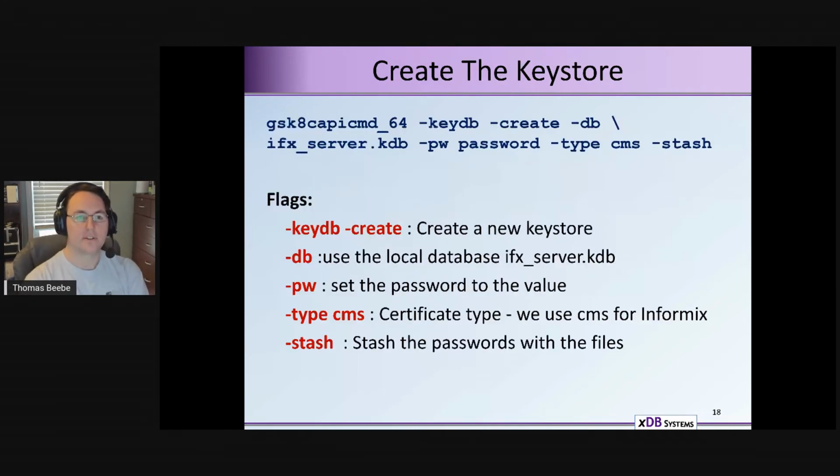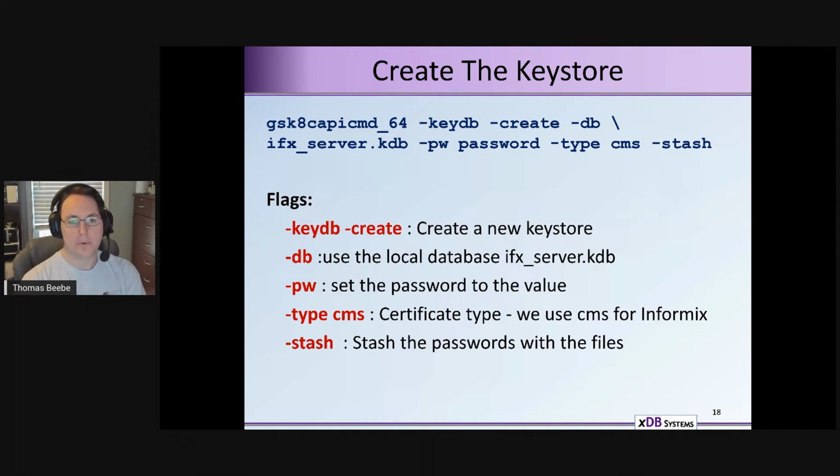So we're going to create the key store. We're going to use the gsk8capicmd_64 command because we're running on 64. We're going to create a new key database. We're going to give it the local server name, ifx_server.kdb. The KDB I just want to highlight here is for 14.1 FC4 and earlier. The newer versions, 14.1 FC4 and later, want you to use P12. It's the same command, but it is telling it is the newer style of key store. It's just standardizing on modern methods.